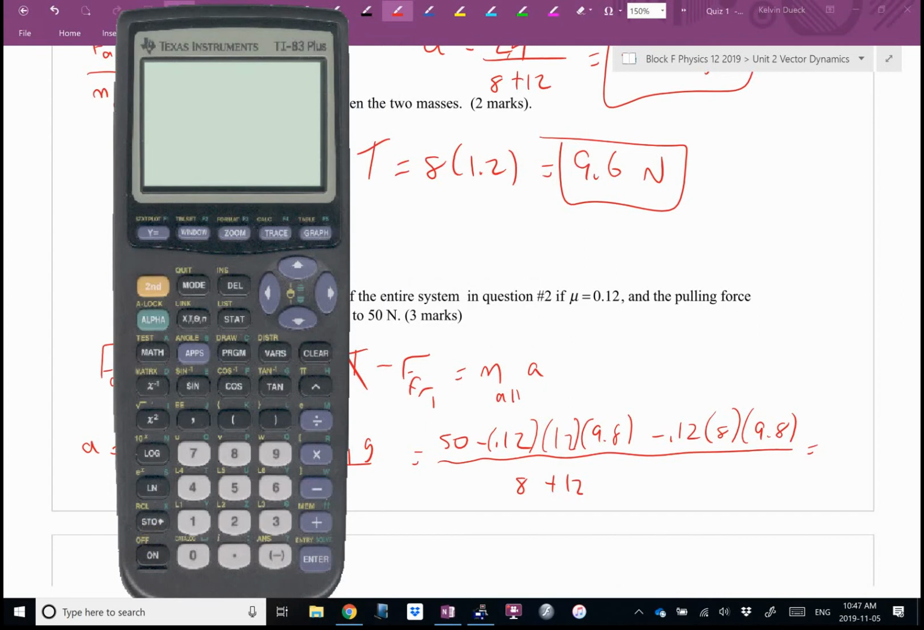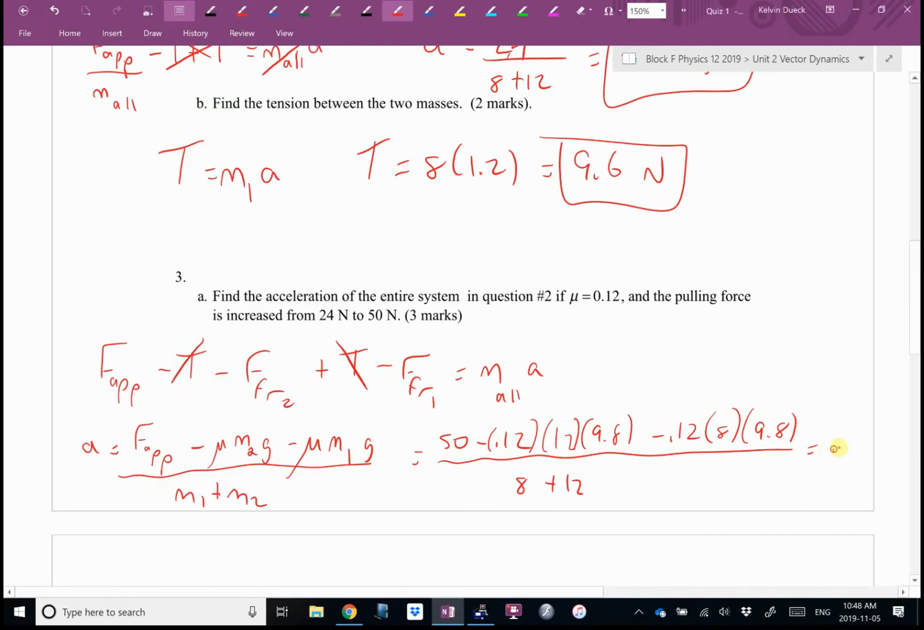Yep. Who's winning? 50 minus 0.12 times 12 times 9.8. Take away 0.12 times 8 times 9.8. Close off the top, divided by a bracket 8 plus 12, or you might have just put a 20 down there. Do you all get 1.324, 1.32? I got a positive answer, so I guessed the right winner. If I got a negative answer, I would say, oh, friction is in the winning direction. It doesn't mean it's accelerating to the left. It means probably nothing's moving in this case. 1.32 meters per second squared.